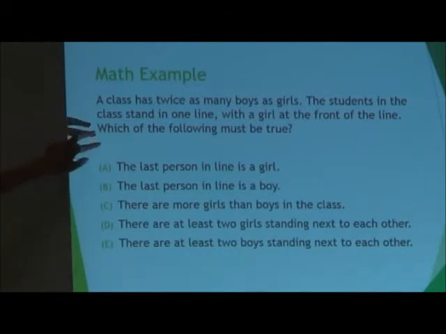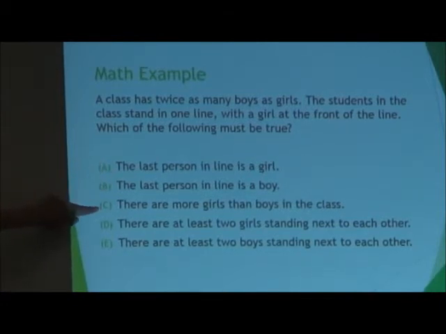We don't know how many people are in this class. The first one's a girl, but there's no reason why the last person is a boy or a girl, right? So we can rule that one out already. Why can we rule C out? Okay, because of the first sentence, right? Twice as many boys as girls. So it can't be C. So then you just have to figure out there are at least 2 girls standing next to each other, or at least 2 boys, right?